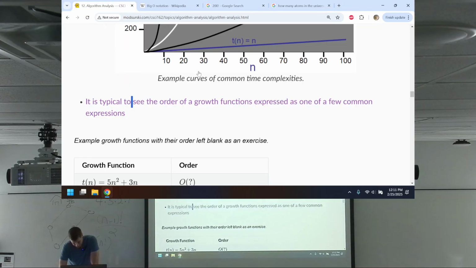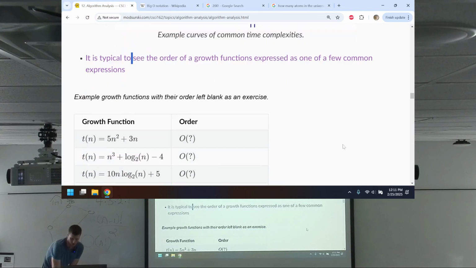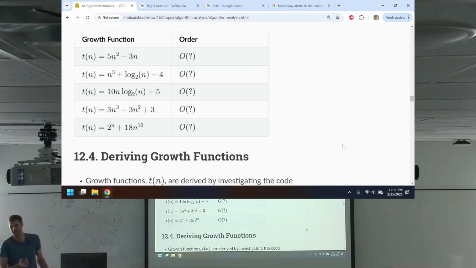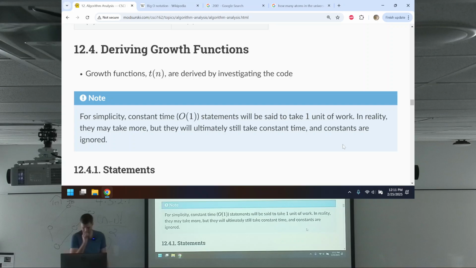Stop it. All right, so we did the quiz. Cool. So I told you how to go from a growth function to big O. But I never told you how to get the growth function, so let's talk about how we can find the growth function. First, I'm going to show you the rigorous way, and then I'm going to show you the trick. So some growth function is derived by investigating the code.